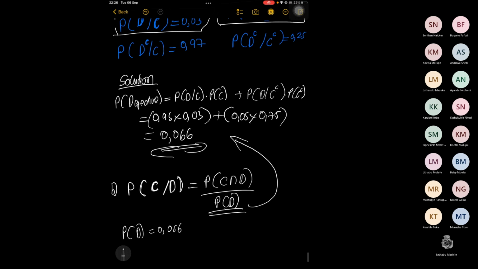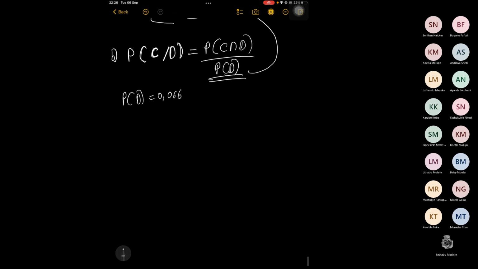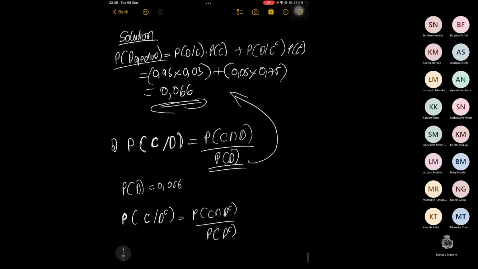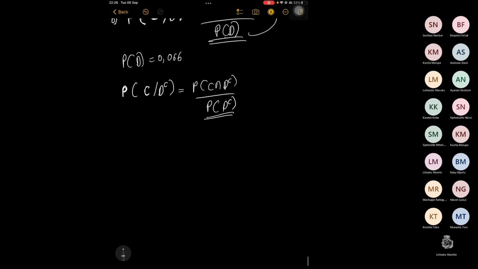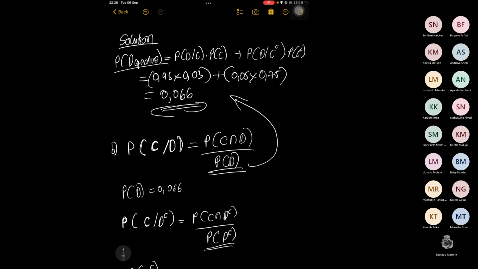Before I proceed, let me address another issue also. If the question had said the product was inspected and found to be not defective, isn't it? If they had said it's not defective, then our model was going to be probability of C given D complement, which is probability of C intersection D complement over probability of D complement. So in this case we calculated for defective, so we have to calculate for what? For defective complement using the first method that we did initially.